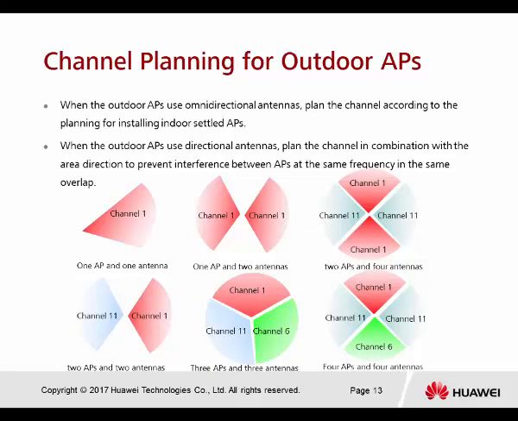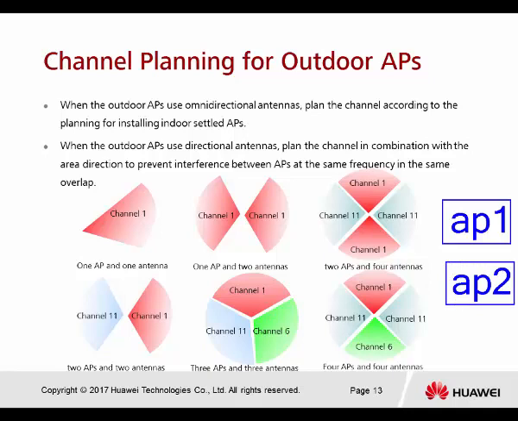Then the next one, when they have two APs with four antennas. This actually means they have two APs: AP1, and then I also have AP number 2. Each AP comes with two antennas. They are deployed together on the same pole, they stick together. And then they have the antennas, two each, and all of those antennas are omnidirectional, so they cover the surrounding with a very wide area.